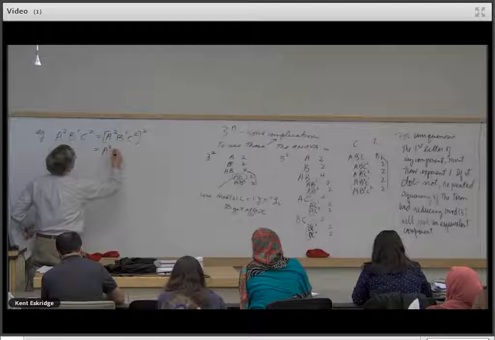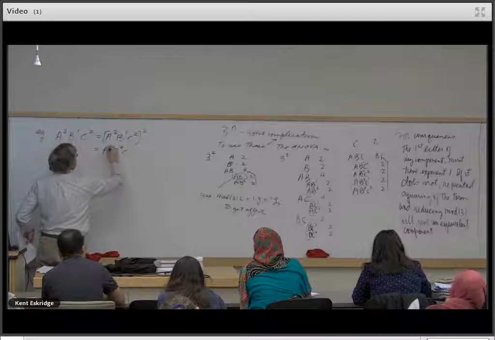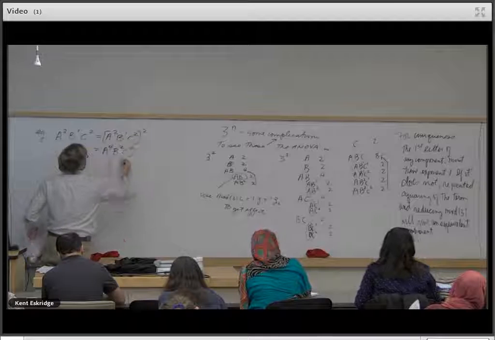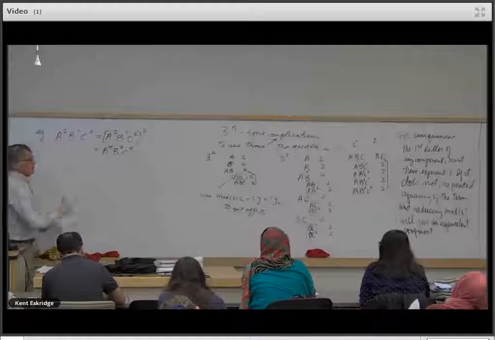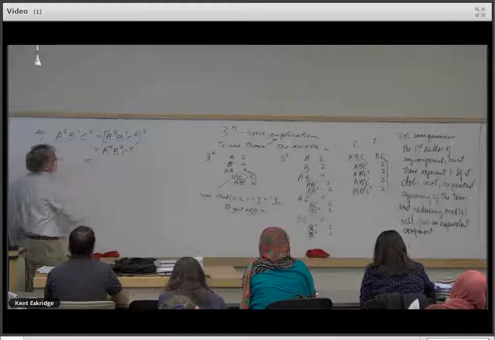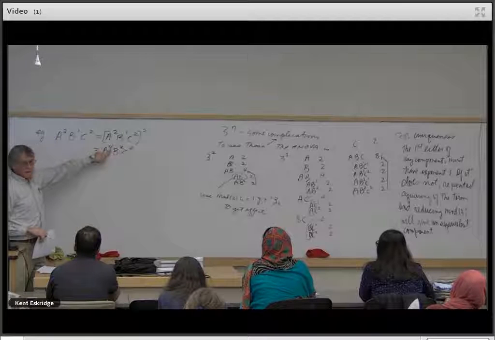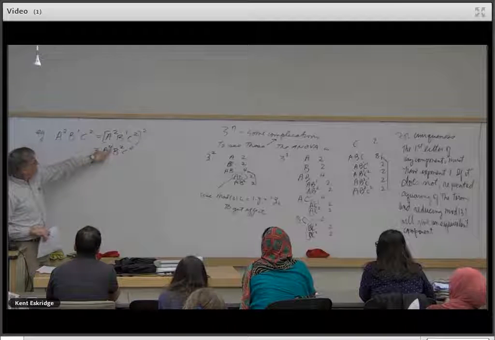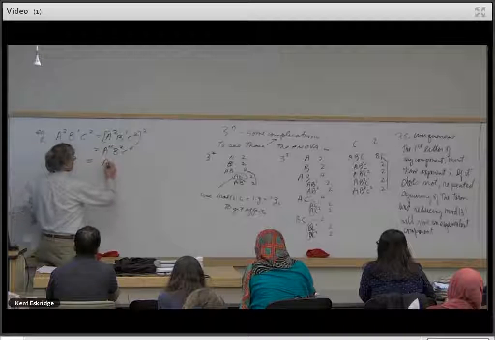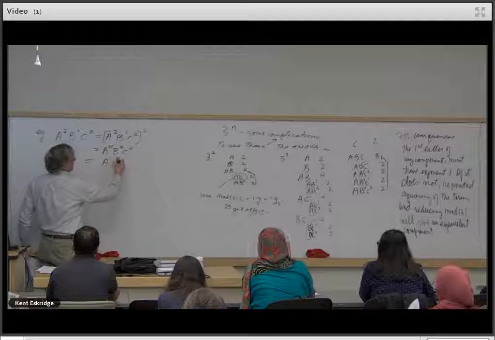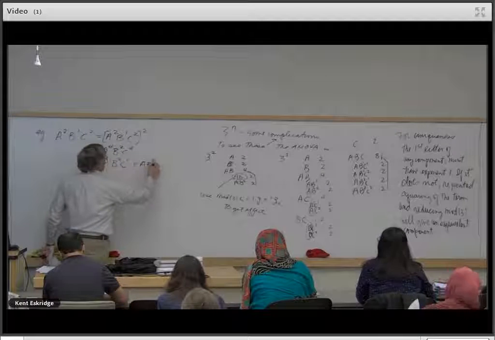A to the 4th, B squared, C to the 4th, right? Now I reduce this mod 3. What's that term mod 3? Well, the exponent, 4 mod 3, is 1. It's just a remainder, right? So this is A to the 1, B squared, C to the 1. That's exactly A, B squared, C1.